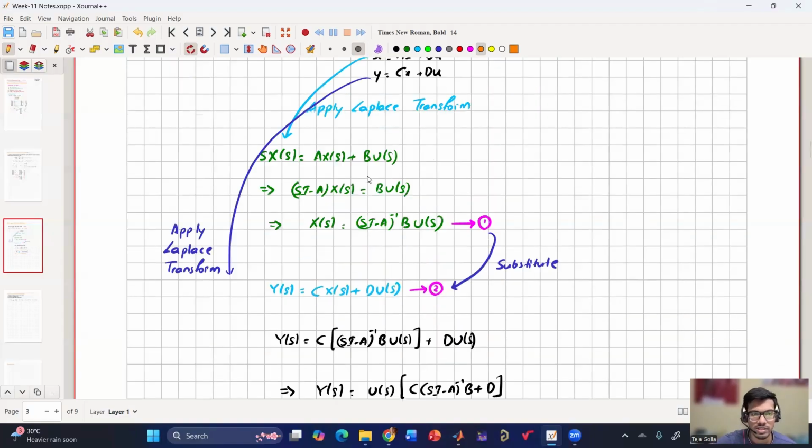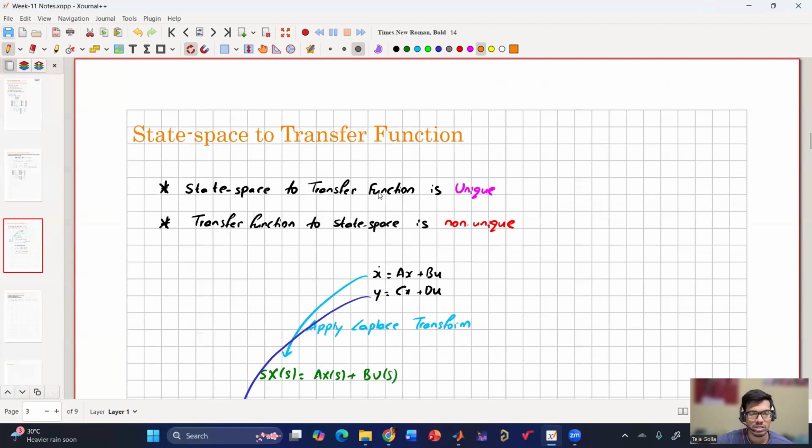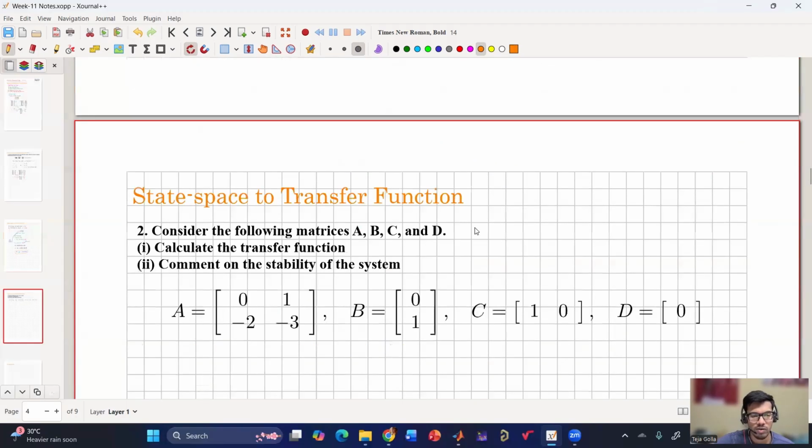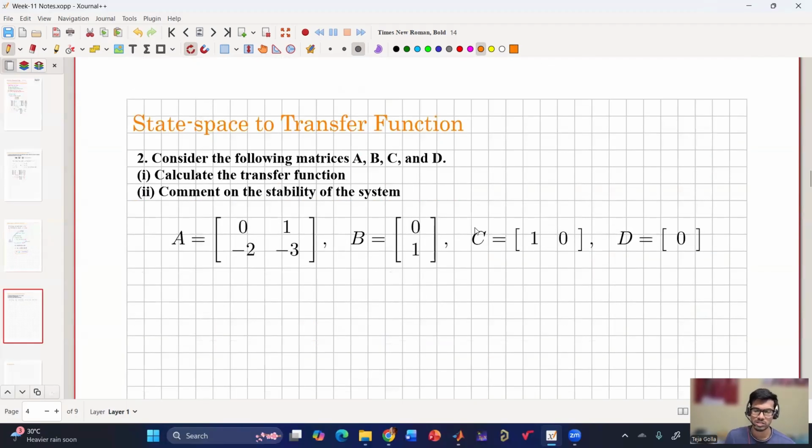So here we have started with the first one, which is state space to transfer function, which is unique. Later in today's session, we'll be discussing how to convert the transfer function back to state space, which is again non-unique. Let us solve one problem based on the first thing, which is state space to transfer function.